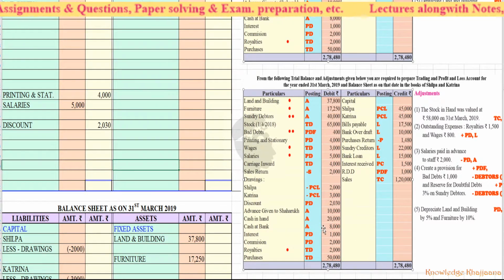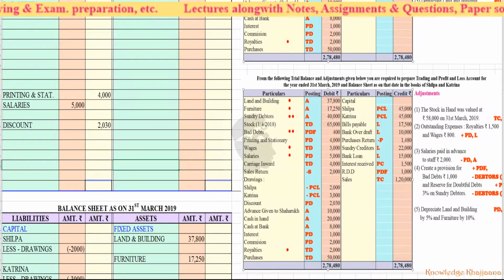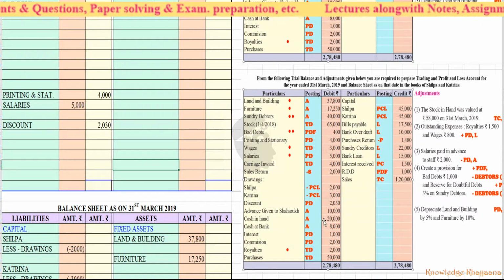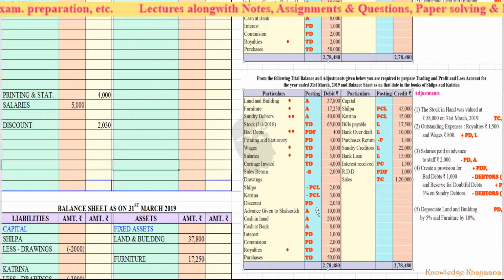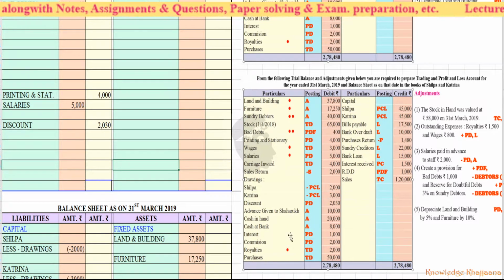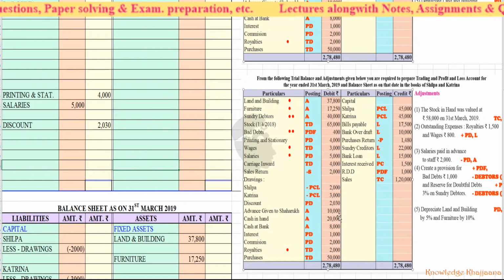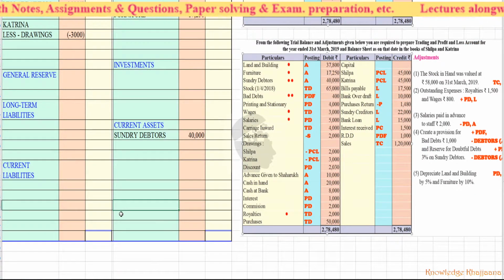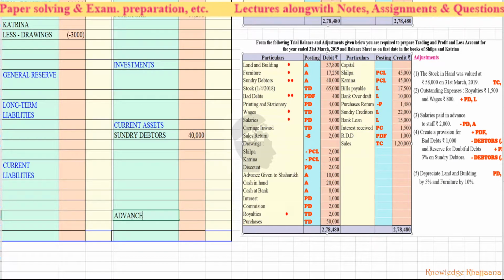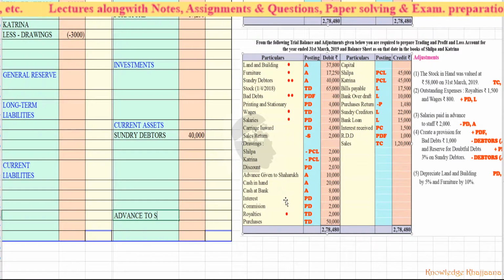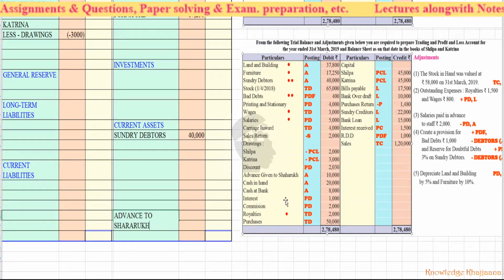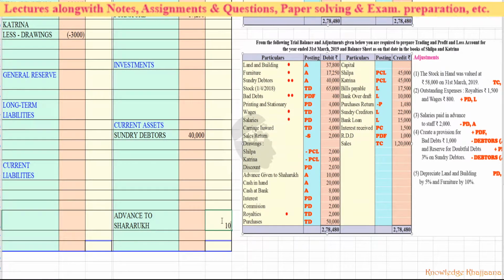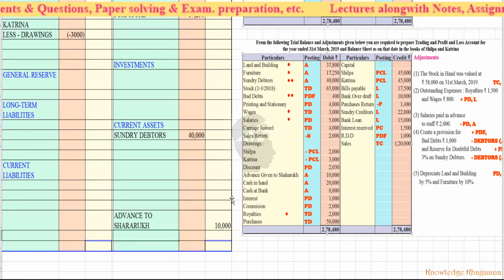Then advance given to Shahrukh. See, Shahrukh may be some employee, or the person to whom the money has been given, and the services have not been availed from him. So for the time being, it is an asset. Till the date the books have been closed, it is an asset with us. Okay, so we will write in the current assets: advance to Shahrukh, rupees 10,000.